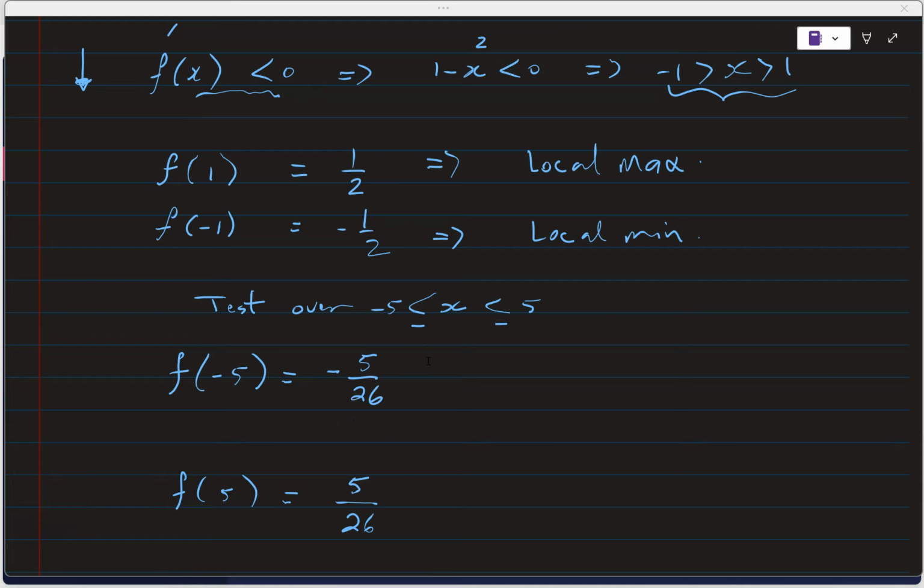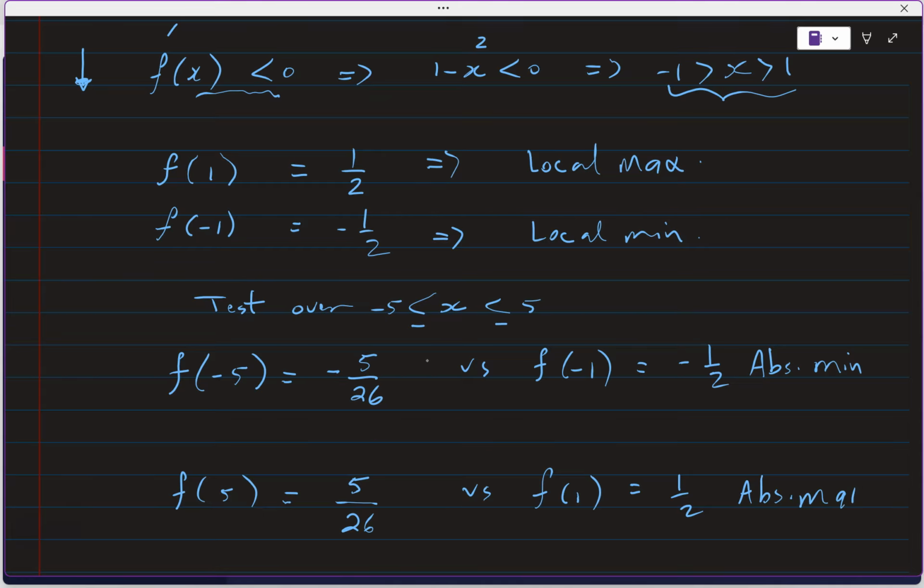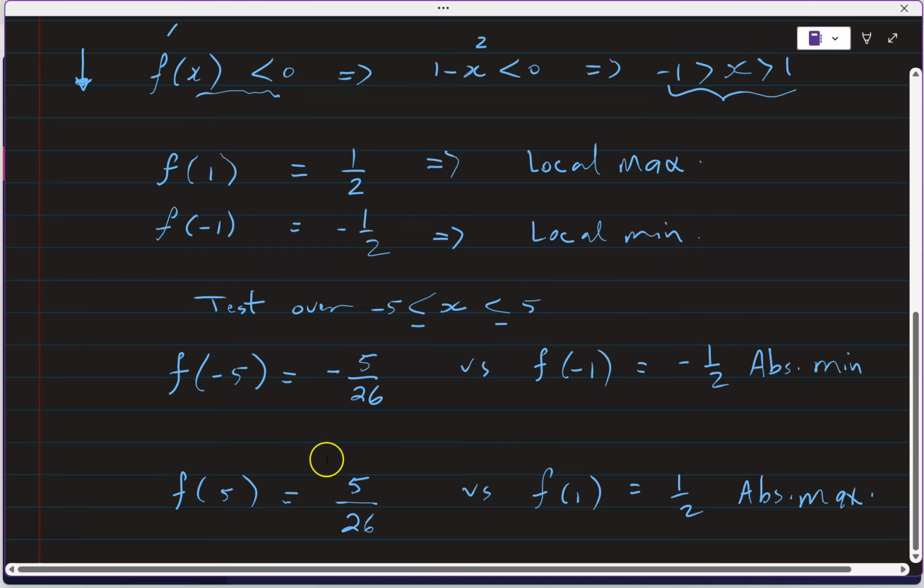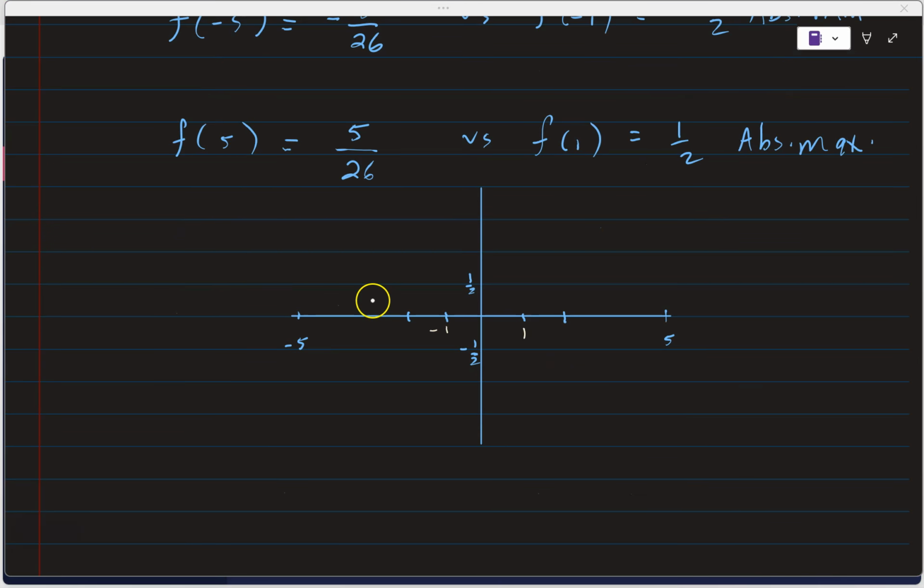So when you compare f of -5 versus f of -1, and f of 5 versus f of 1, you notice that these values, you got -1/2 and +1/2. This is going to be the absolute minimum and absolute maximum. Okay, so they change now from local to absolute within that interval. So the last part of this question is that we need to graph this, just to sketch the graph based on the information that we have.